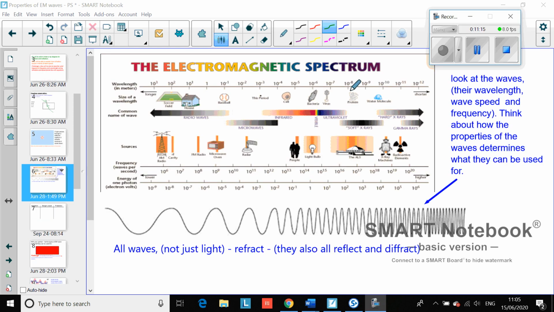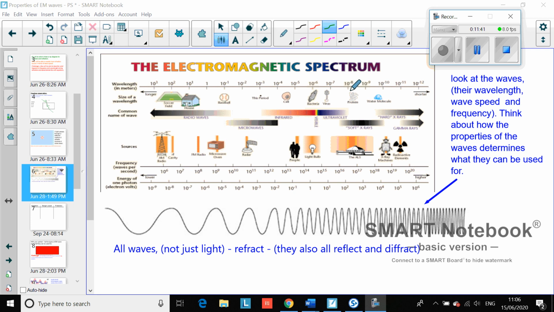Okay, welcome back, year 10. So you hopefully now have understanding of refraction. So all waves can refract and reflect. So we think of light waves as reflecting off a mirror, but also, for example, radio waves will reflect off a mirror exactly the same way as I showed you, as will infrared. X-rays will reflect off a mirror.